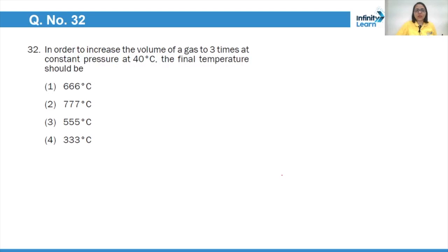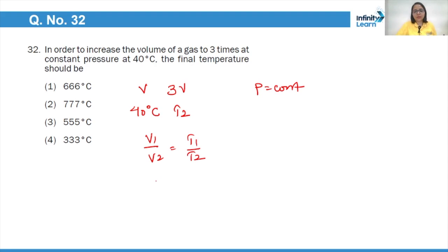Question number 32. In order to increase the volume of a gas to 3 times, so if initial volume is V, then final volume will be 3V, at a constant pressure, at 40 degrees Celsius, the final temperature should be. So initial temperature is 40 degrees Celsius. Let's say final temperature is T2. So we know that V1 upon V2 is equal to T1 upon T2. So T2 will be V2 upon V1 into T1. So it is 3V upon V into T1, which is 40 plus 273 Kelvin.